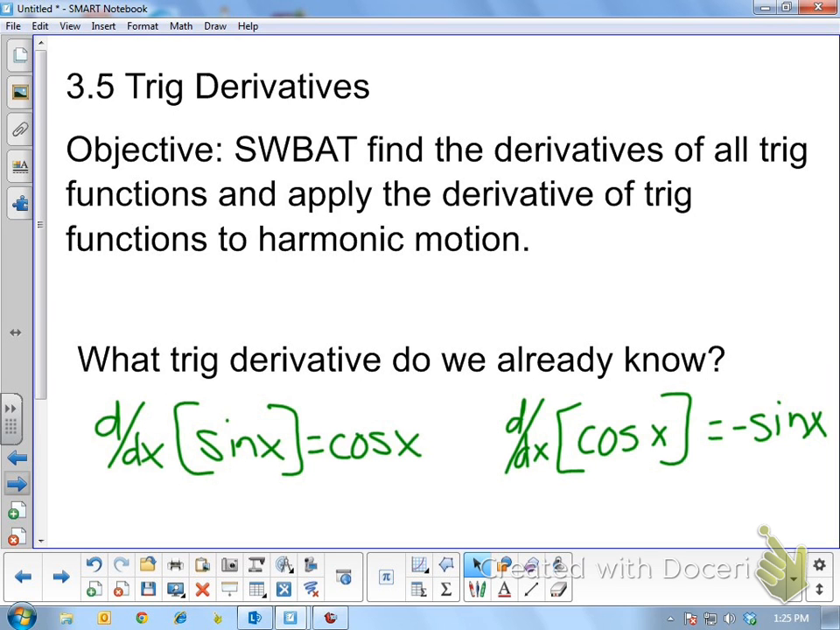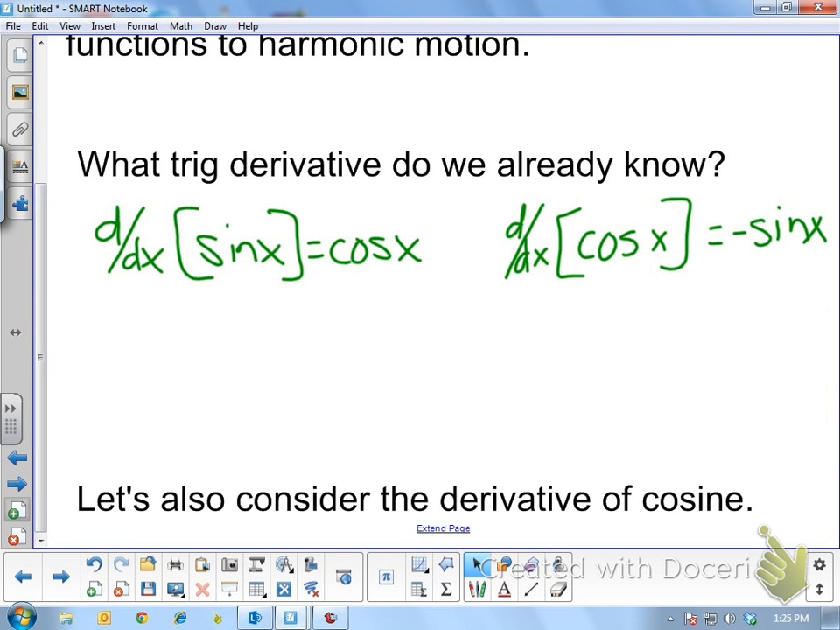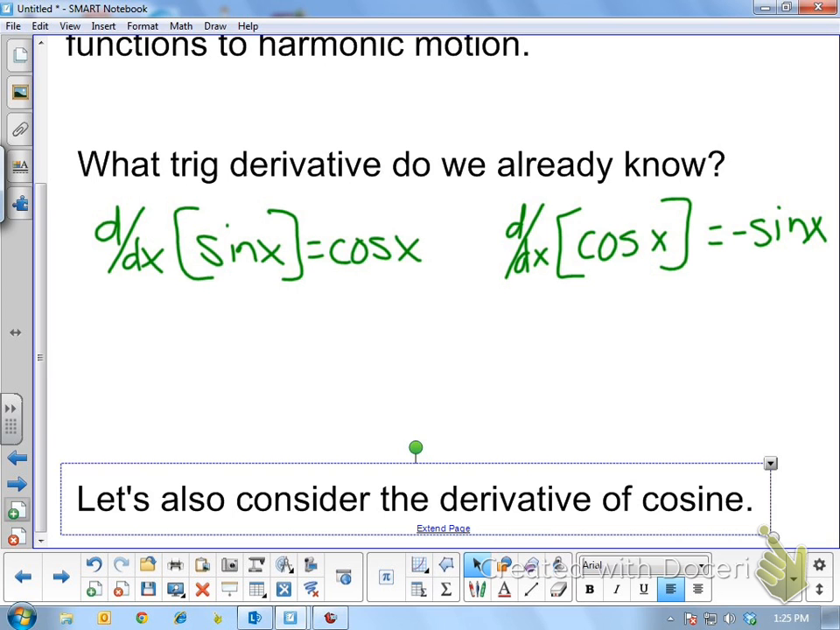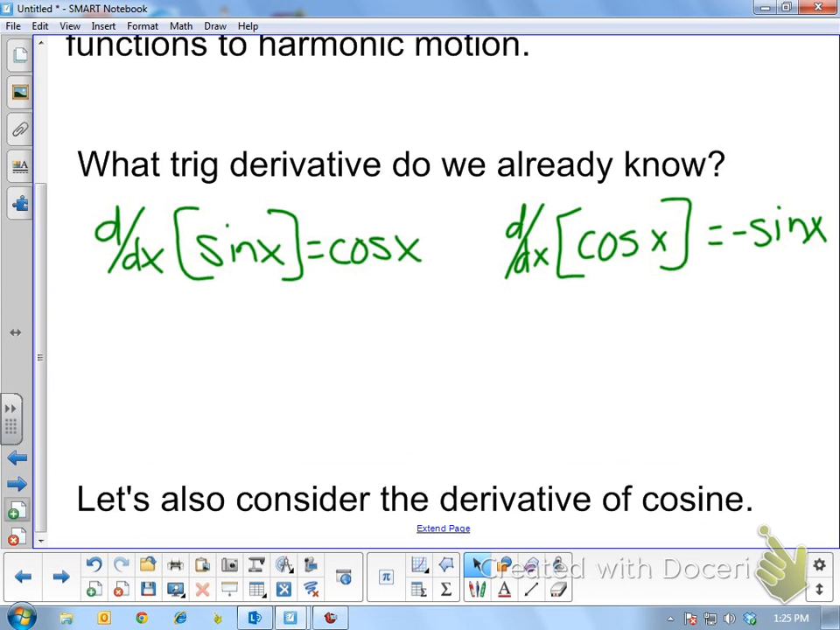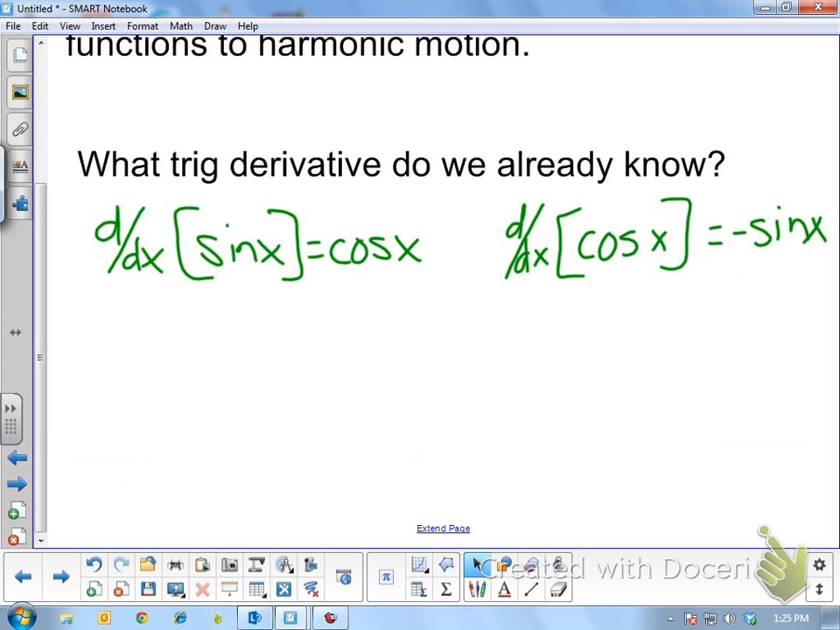Okay, did everyone get the objective written down? Yes. We don't really need that since I already talked about the derivative of cosine. So let's consider then the graph of cosine.